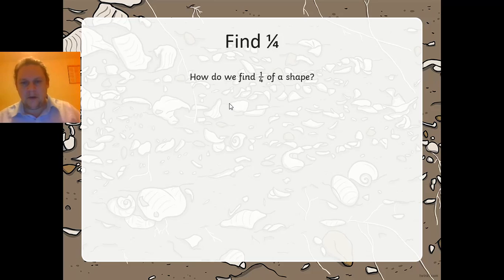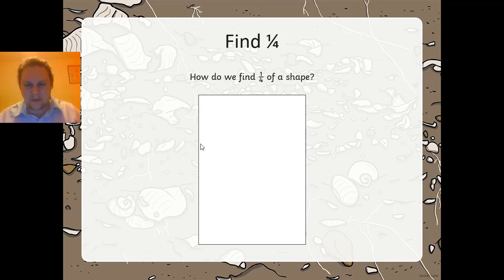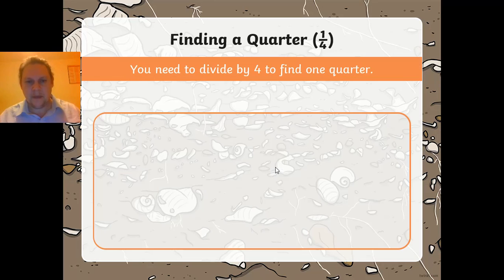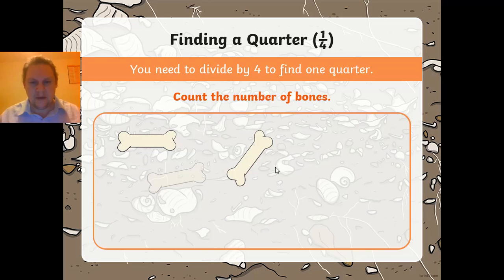How do we find a quarter of a shape? We've looked at this before as well, I'm just showing you again. We've got this shape, we need to divide it into quarters. We talked in our previous lessons about how we could create half, and then to create quarters we just have to halve those halves again, and that will give us 4 equal parts. We can do the same thing with numbers of things.